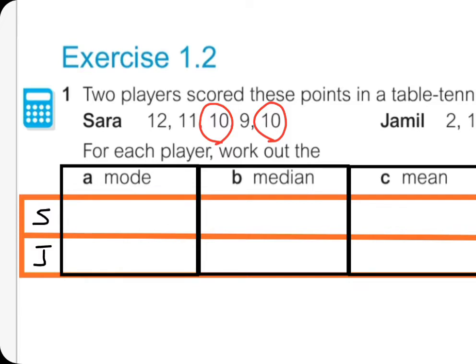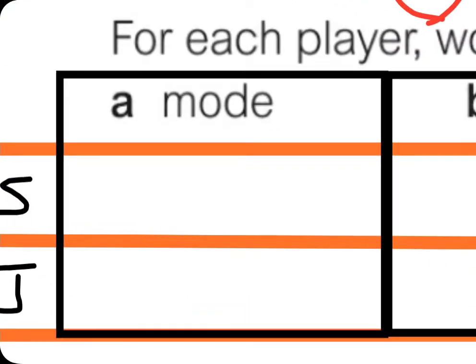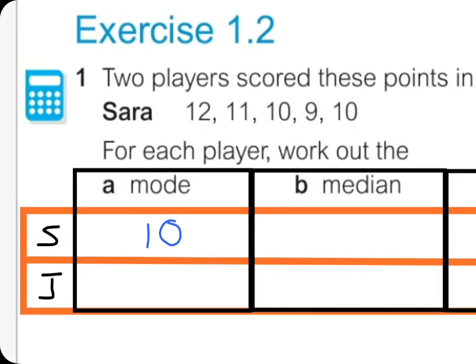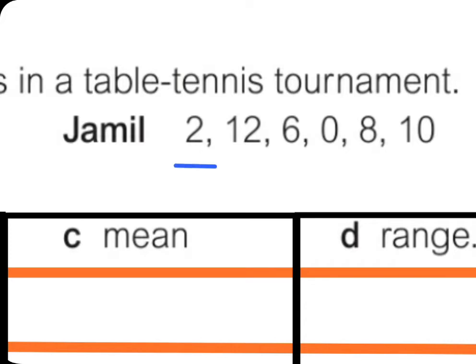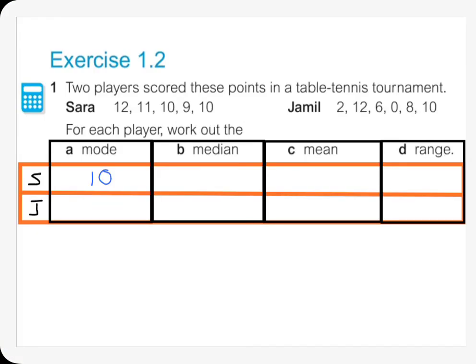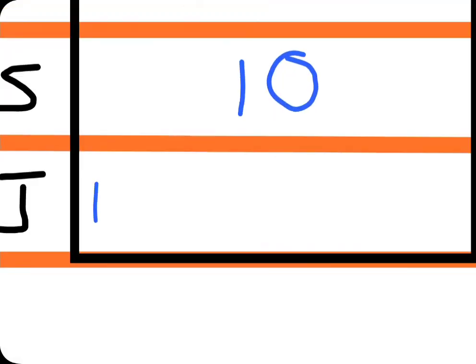So if you have data like that, or you have a frequency diagram, you can find it by finding the most frequent data. So the answer for the mode for Sarah is 10. Good job. Now for Jameel, when we look at Jameel's data, each part of the data is not repeated again. It's only there one time. So for Jameel, there is no mode. So we write no mode.